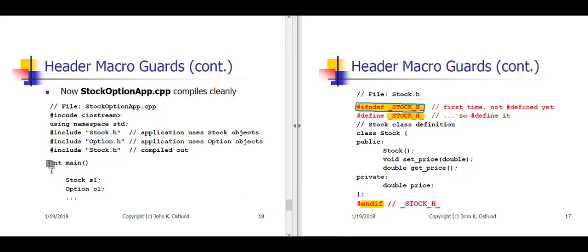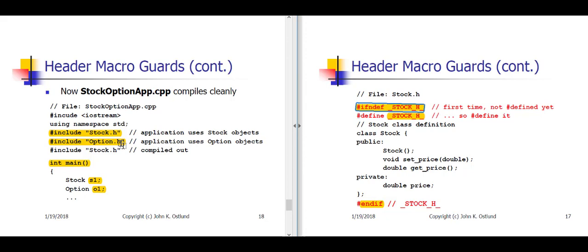Okay, so here on slide 18, we have an application, a main function, in which we're using a stock object named S1 and an option object named O1. In order to use the stock class, we must include the stock header. In order to use the option class, we must include the option header. So that's our general rule. If you want to use facility XYZ, you have to include header xyz.h.